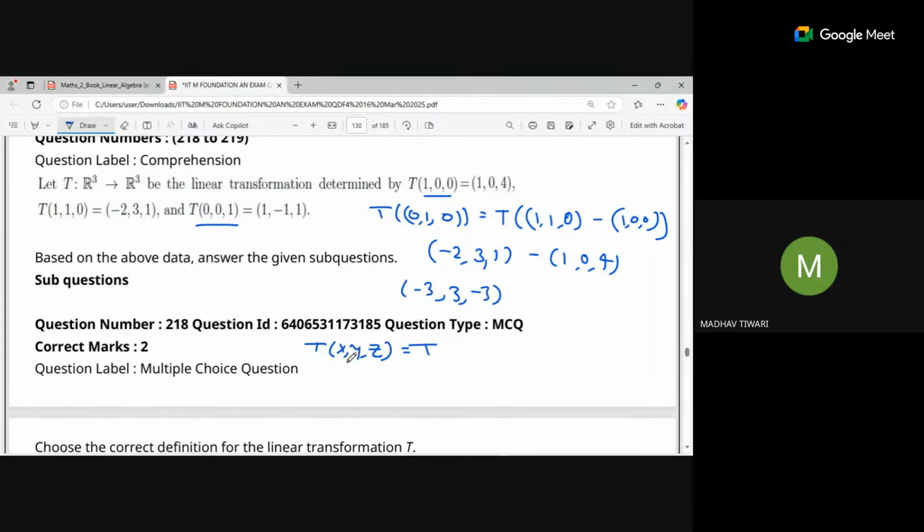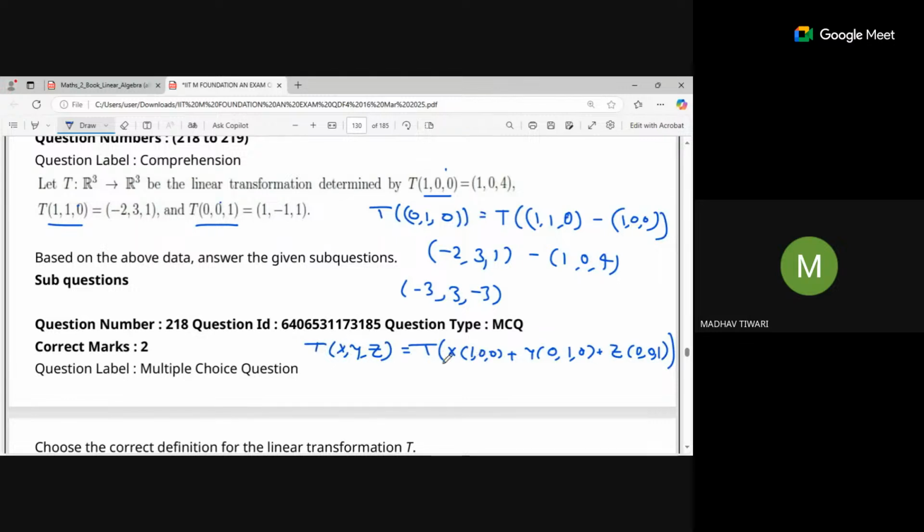So I can find the transformation of (x,y,z) by writing it as x times (1,0,0) plus y times (0,1,0) plus z times (0,0,1). Basically, I calculated the standard basis because now it becomes easier. Otherwise, I would have to define (x,y,z) as a linear combination of the three given vectors.